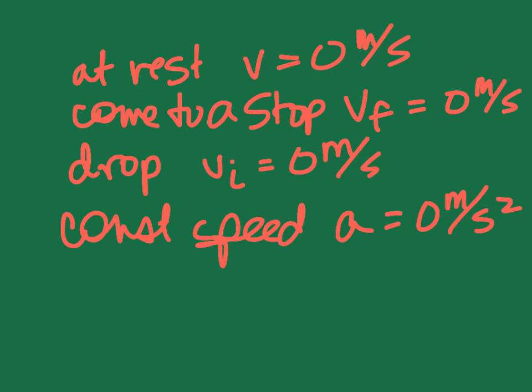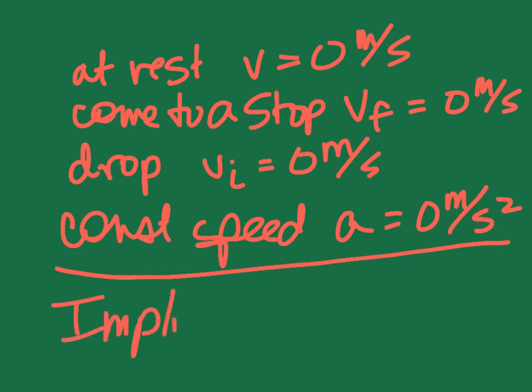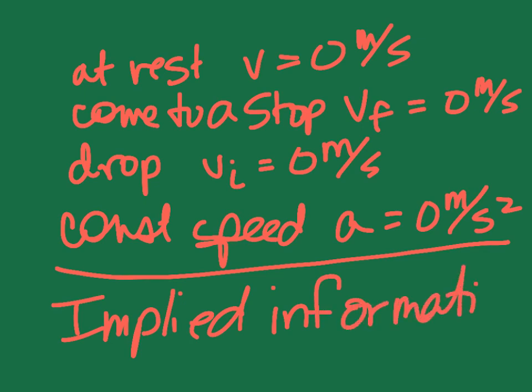We will add some more implied information from the word problems when we do free fall, but this will get you started. So this information is implied. So it won't actually say, hey, your initial velocity is 0, your final velocity is 0. So you need to infer this from the problem. And so this is also good information to put on your handy dandy equation sheet.